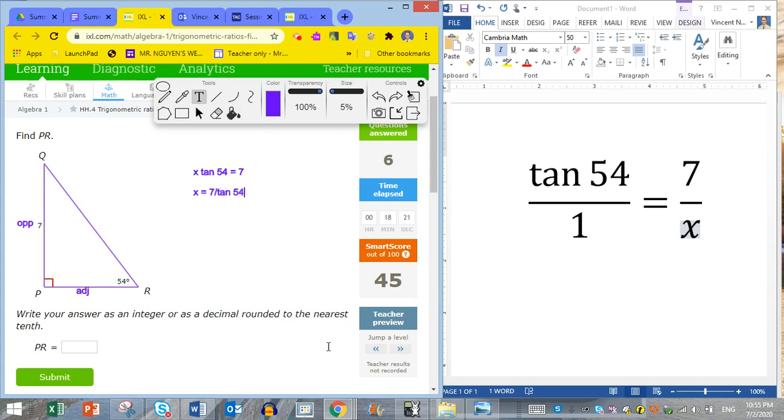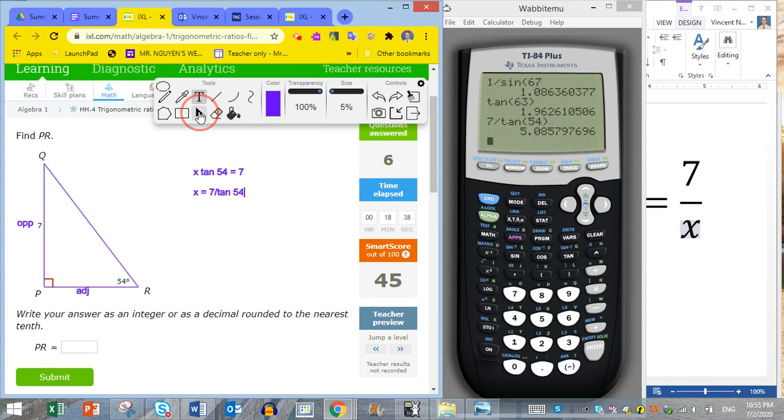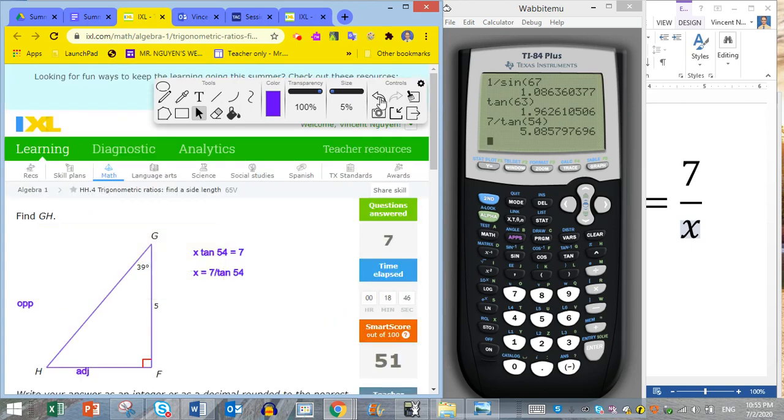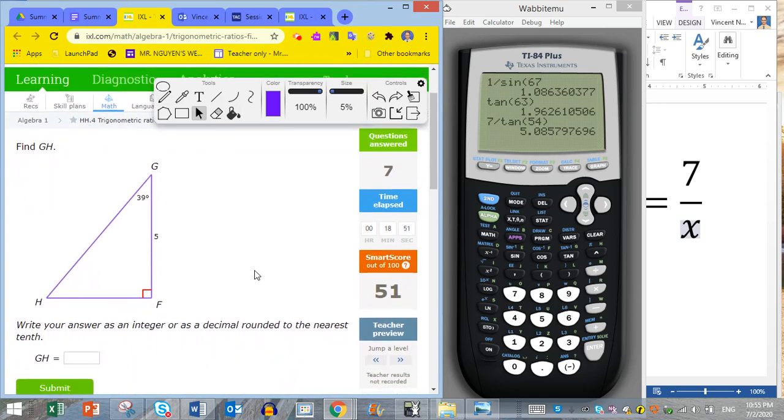So I'm going to put in my calculator, 7 divided by tangent 54 degrees. So 54. Make sure I put in the correct degree or angle. Enter. 5.1. All right, I'm going to enter my solution here for PR. 5.1. Enter. Yay. Okay. I think we can jump level now.